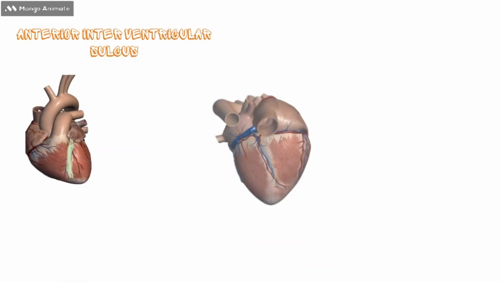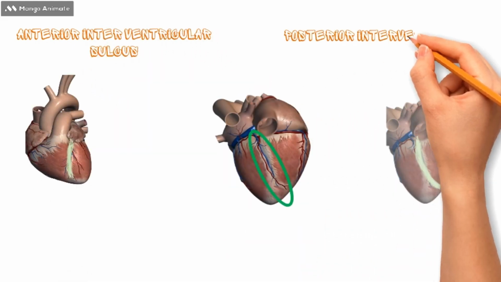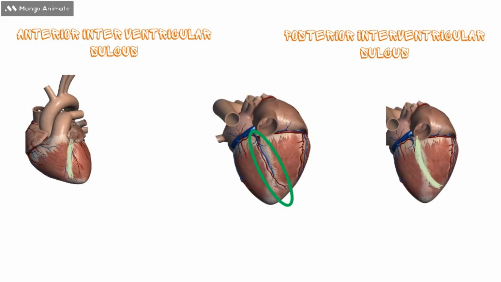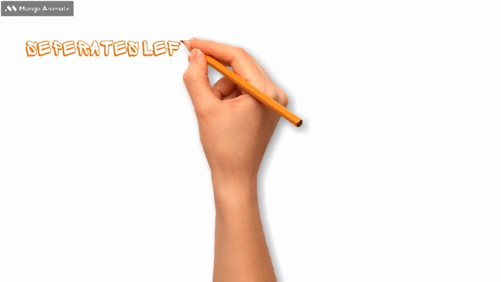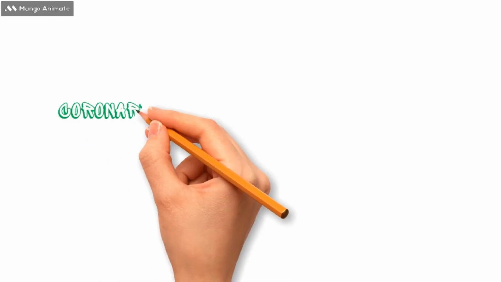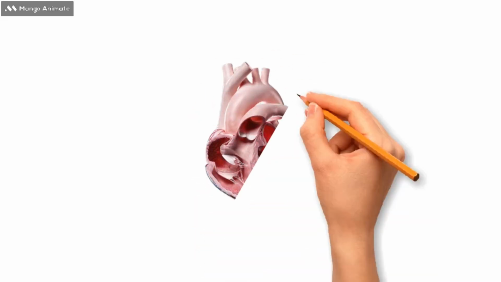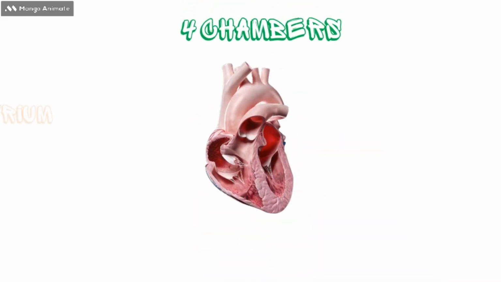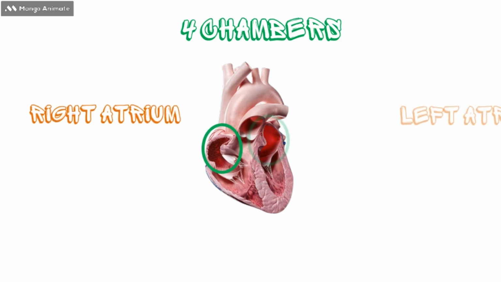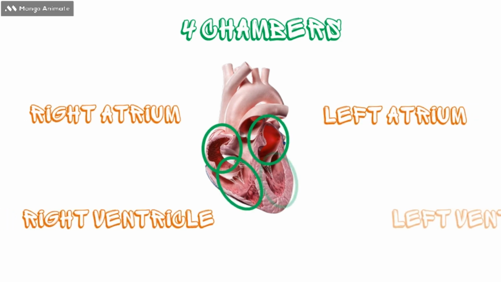This sulcus continues posteriorly as the posterior interventricular sulcus, and we can guess by the name that these separate the left and right ventricles. One important thing to remember is that important blood vessels that supply the heart itself lie in these sulci. Moving on to the internal features, the human heart consists of four chambers: the right atrium, left atrium, right ventricle, and left ventricle.